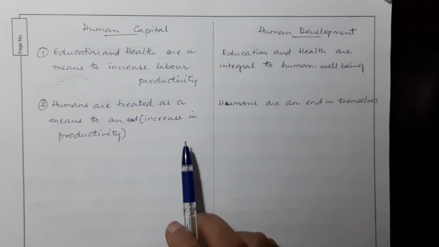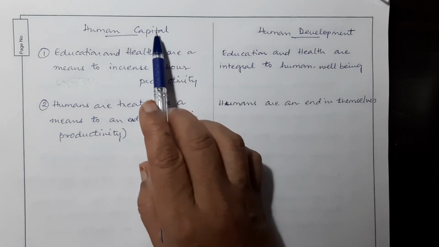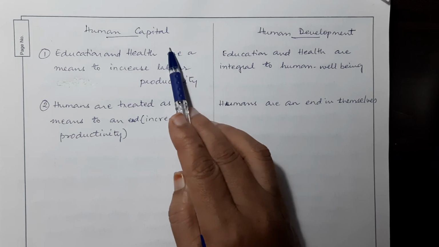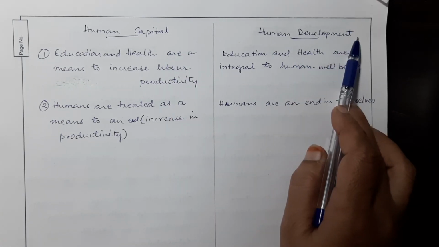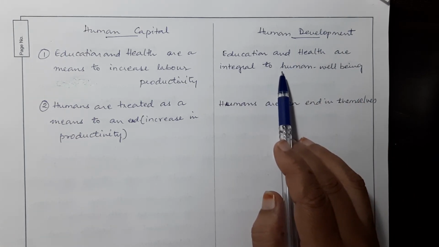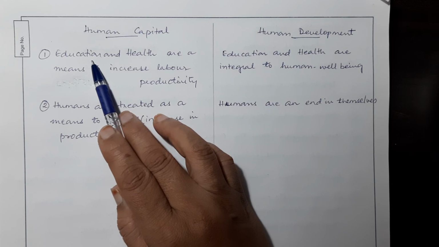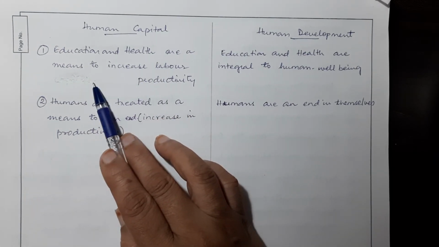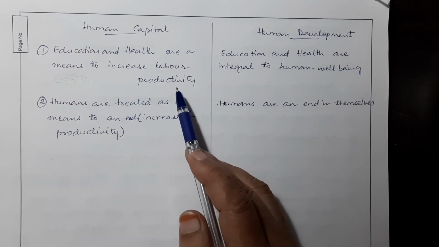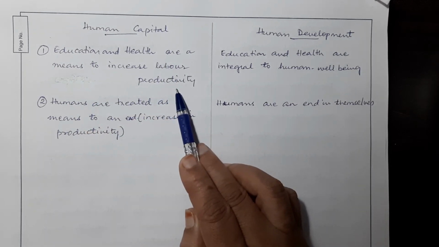Finally, let's understand how human capital is different from human development. As the name tells us, here it is capital, which can be used to produce or increase production, whereas development is very specific because it implies an enhancement in the skill set or health. Okay, so in human capital, we will learn education and health are a means only to increase the labor productivity. Just like any physical capital is used in the production of goods, human capital with the help of education and health can be used to increase the labor productivity.